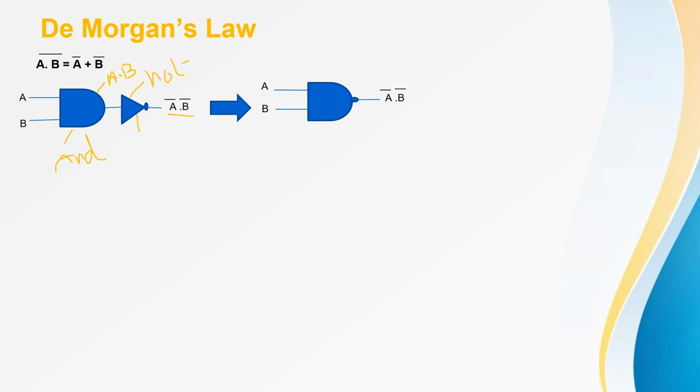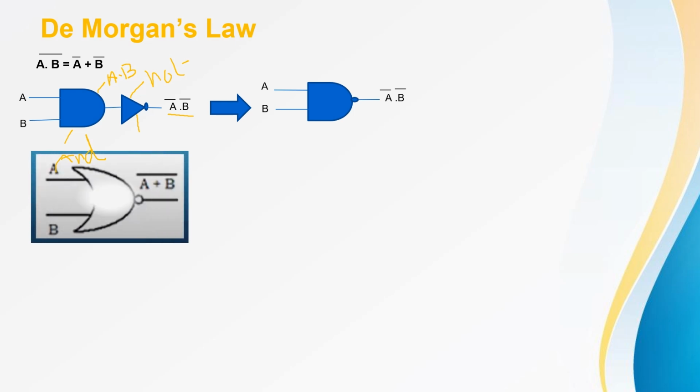That means if we apply input A and input B to the NAND gate, then the output is equal to A dot B whole bar, right? Next we see the left hand side. This is equal to the left hand side. Similarly, we see the RHS. So A bar plus B bar is equivalent to applying the A bar and B bar inputs to an OR gate.